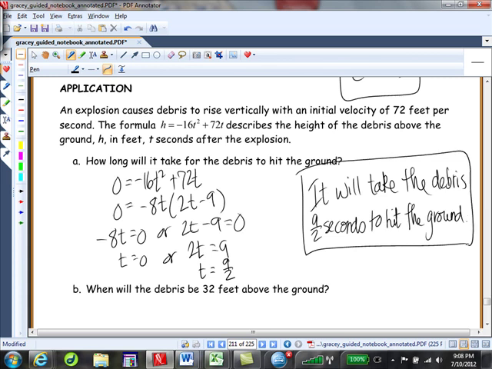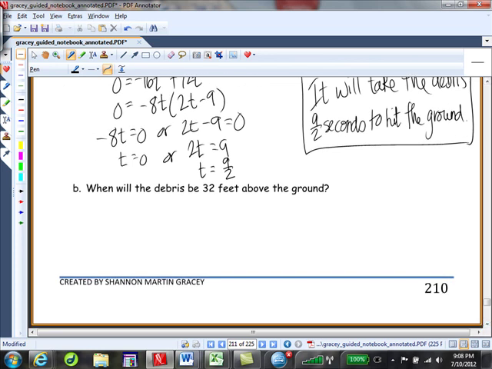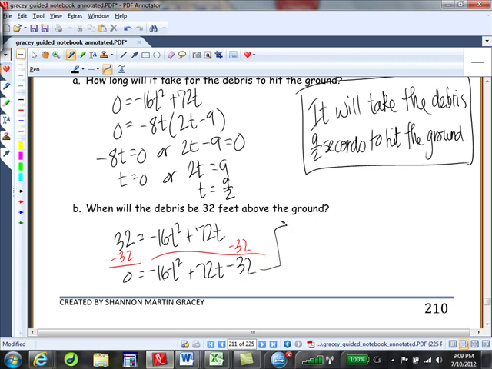All right. When will the debris be 32 feet above the ground? Well, what we would do is we would set the height to 32. So instead of the height being 0, we would say 32 equals negative 16t squared plus 72t. But we need 0 on one side, so we'd have to subtract the 32 from both sides. And we would get 0 is negative 16t squared plus 72t minus 32.